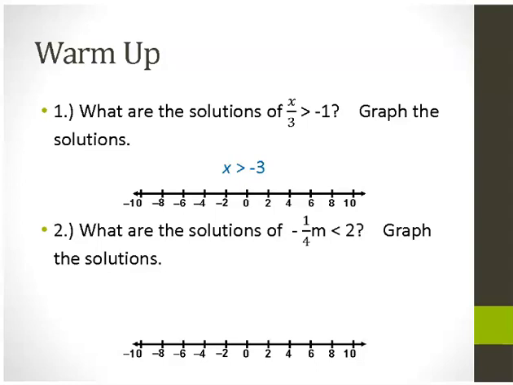So the first one, you should get x greater than -3, and the graph will look like this with an open circle shaded to the right. And in number 2, the answer would be m is greater than -8 with an open circle at -8 and again graphed to the right.